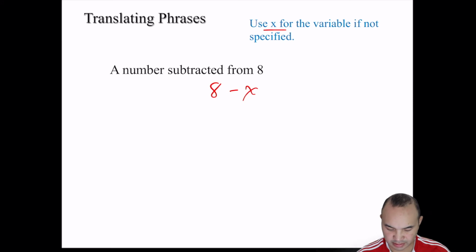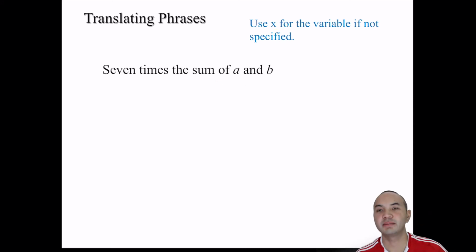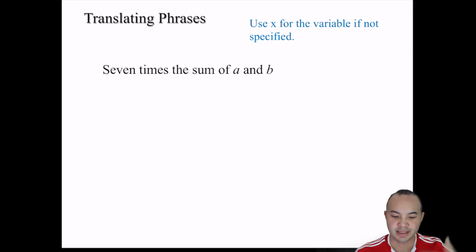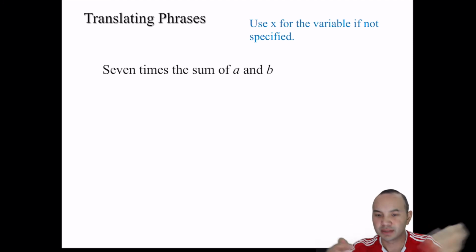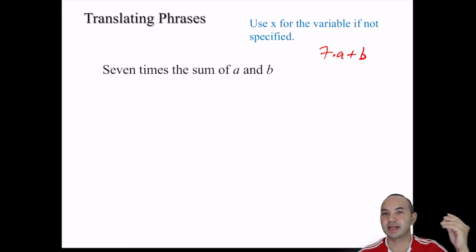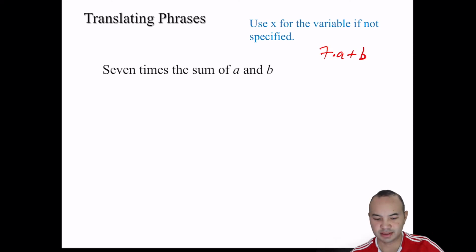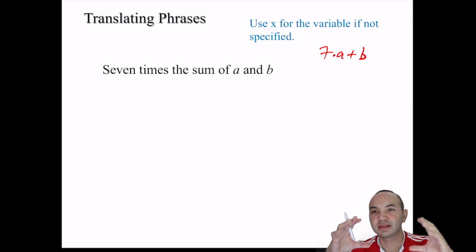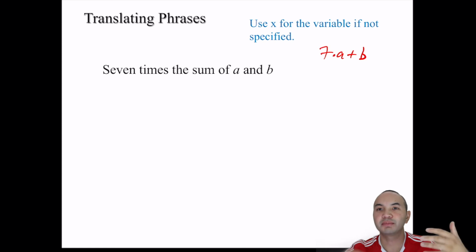Okay. 7 times the sum of a and b. So this is an interesting one. This is a little bit more advanced. 7 times, so you're going to multiply 7 times the sum of a and b. So we're not going to go 7 times a plus b, because that's just 7 times the a. It wants 7 times the sum of a and b. So I want to add a and b first, then multiply 7 times that.